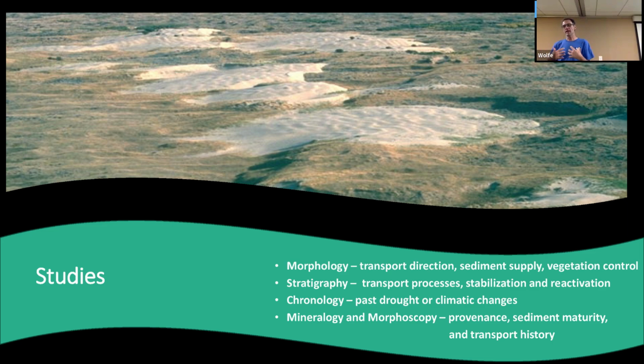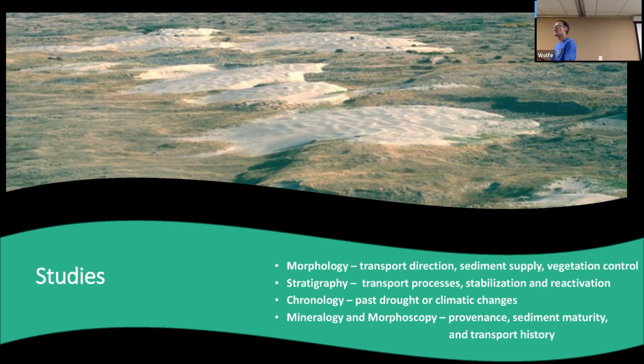What we study is the shape of the dunes. That's the morphology. The shape of the dune, like this parabolic form, helps us understand what direction the winds moved in the past. It's essentially pointing the wind direction. We can understand how much sediment there is and the controls that vegetation has. We can also look into the dune at its stratigraphy. It'll tell us about the transport processes.